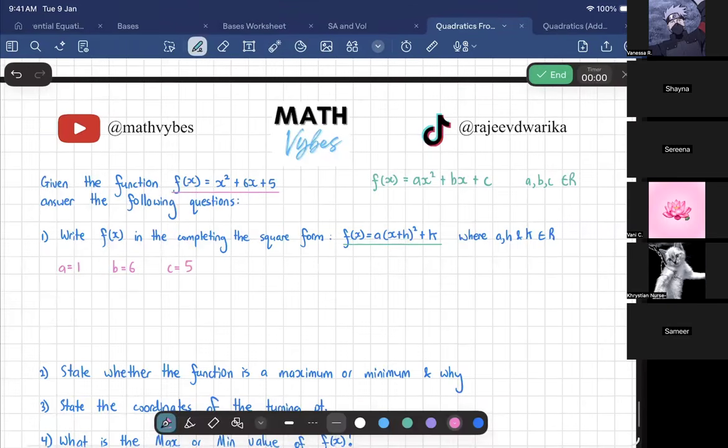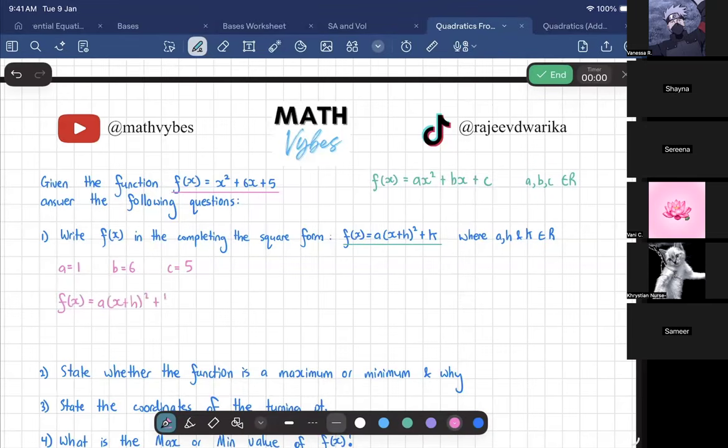Saskia, did you get through with figuring out what A, B, and C was? Yes, sir. Amira, let me know if you got through with figuring out what A, B, and C was. Yes, sir. Okay, cool. Let's proceed. Christian, remind me, what is the completing the square form again? F of x equals A brackets x plus h bracket squared plus k, sir. Cool.